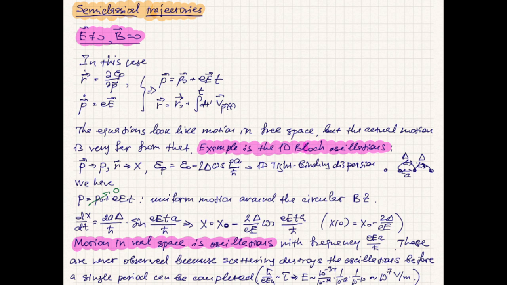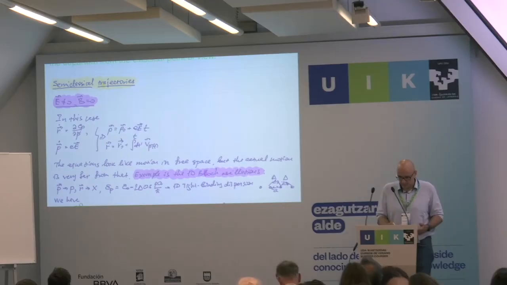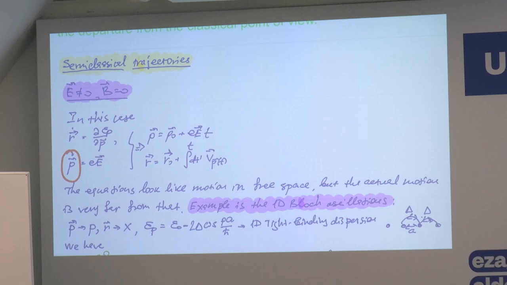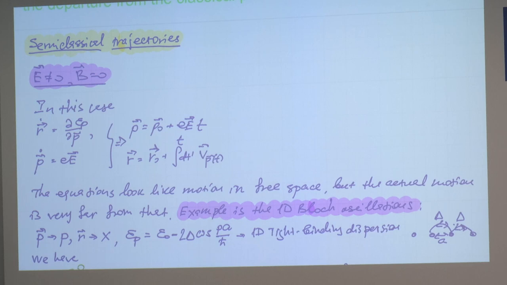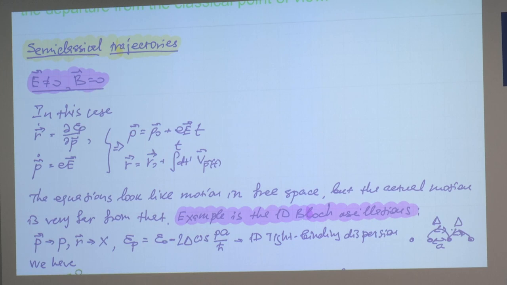So the equations of motion are extremely primitive in this case. The derivative of r is just the band velocity. And the derivative of the momentum, I switched from k to p, but it's the same kind of thing, is given by the electric force acting on the particle. So what is the trajectory? In momentum space, it's completely trivial. Momentum just changes linearly with time. And in real space, you start from somewhere, and you integrate the velocity to get the displacement by the observation time.